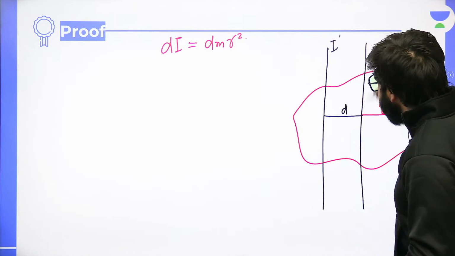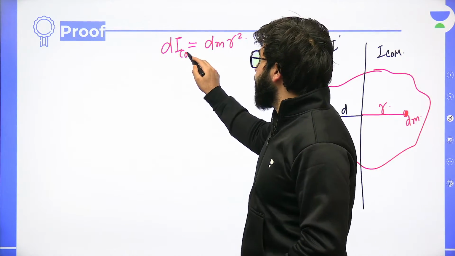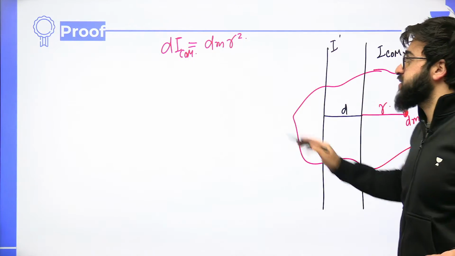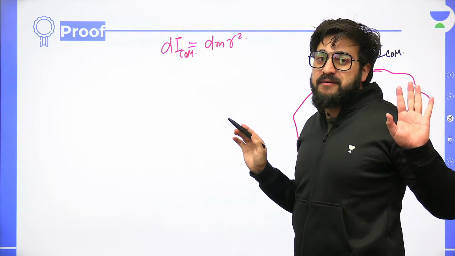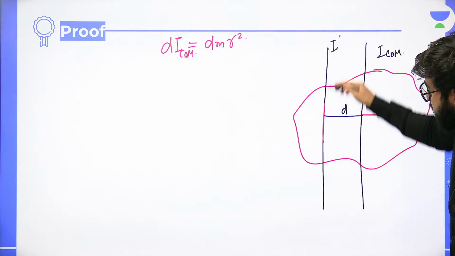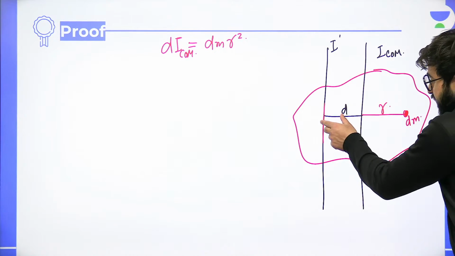Can I say this is COM? Yes, because this is the moment of inertia about an axis passing through its center of mass. So dI_COM is equal to dm r square. Point number 1.